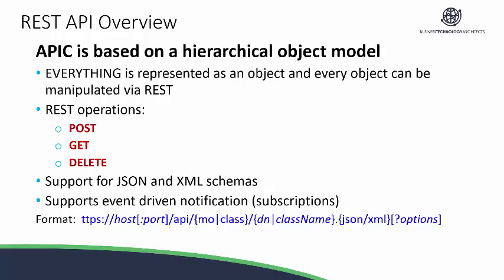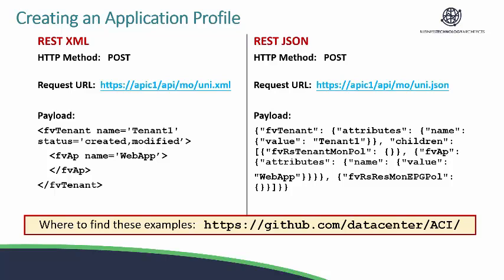For example, the class AAA user results in a class name of AAA user in the URL in JSON or XML. So you can specify whether the encoding format of the command or response for the HTML body is JSON or XML. XML is going to be a little bit easier to actually handle. So you can actually view this right here from a REST XML perspective and JSON. You can actually see the request URL is the same except in XML versus JSON. So you can actually see in XML it's a little bit more straightforward. And you can find more examples of these from github.com Data Center ACI.